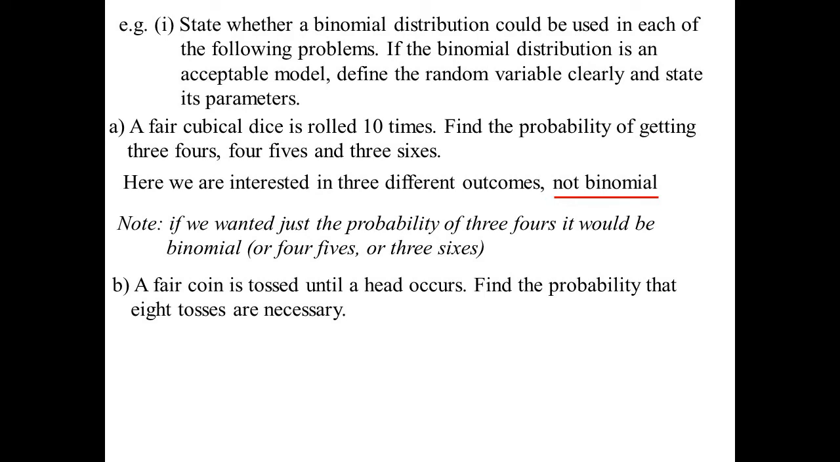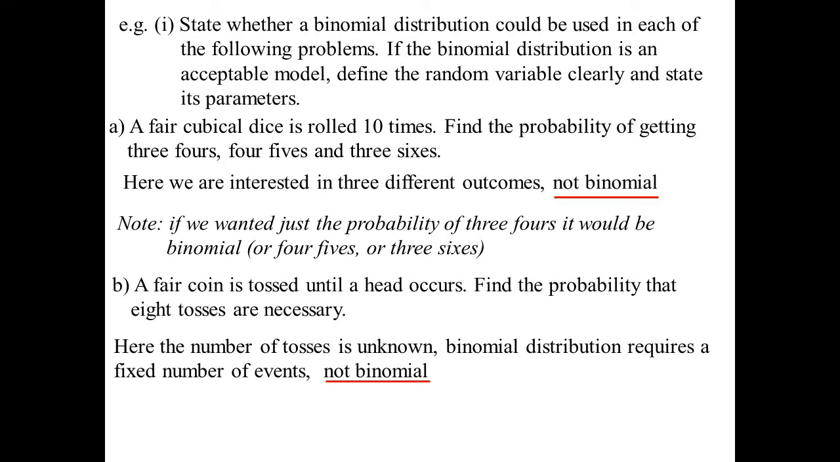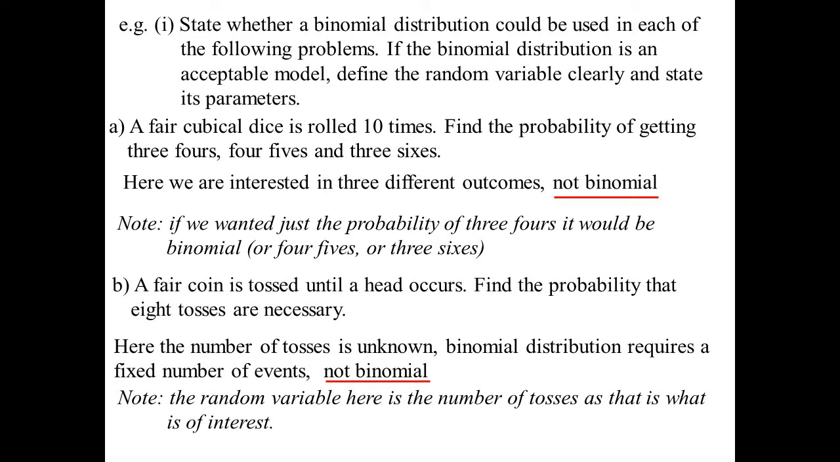All right, a coin. We're going to just keep tossing it until a head happens. Find the probability that 8 tosses are necessary. Would that be a binomial? And in this case, no, because the number of tosses is unknown. We're going to keep going until we get a head. We don't know how many tosses that's going to be. So when we're talking about a binomial distribution, we need to know the number of events. Remember in that distribution, I said the 2 things we need to know: n, the number of times we do it, and p, the probability of success. So we don't know that. That's not a binomial distribution. So the random variable here, what we're interested in is the number of tosses. And so again, we don't know how many that's going to be.